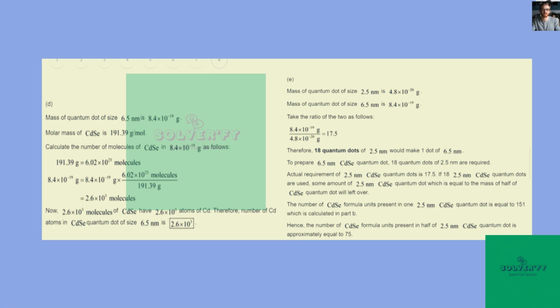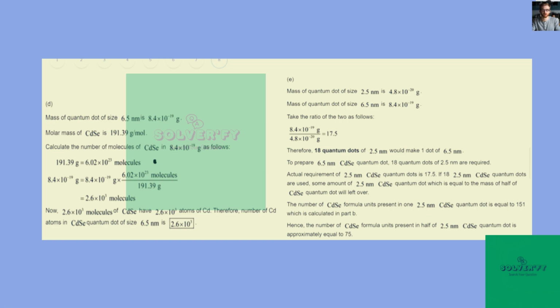Lastly, the mass of the quantum dot has been obtained and the molar mass is 191, from which we can determine the number of molecules. We know that one molar mass will have 6.02 times 10 raised to power 23 molecules, that is Avogadro's number. Using the unitary method, we can determine that there are 2.6 times 10 raised to power 3 molecules in total.